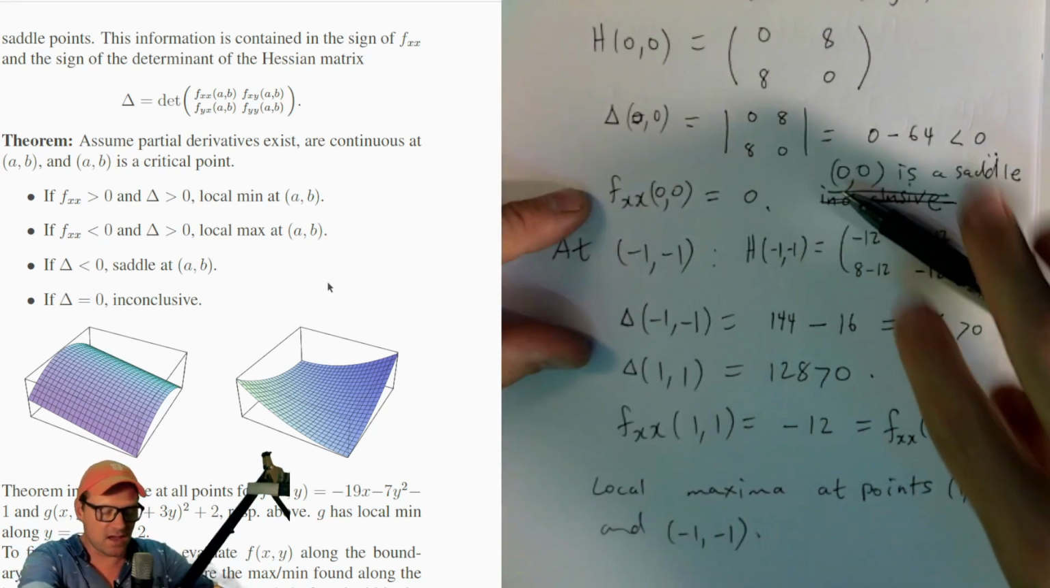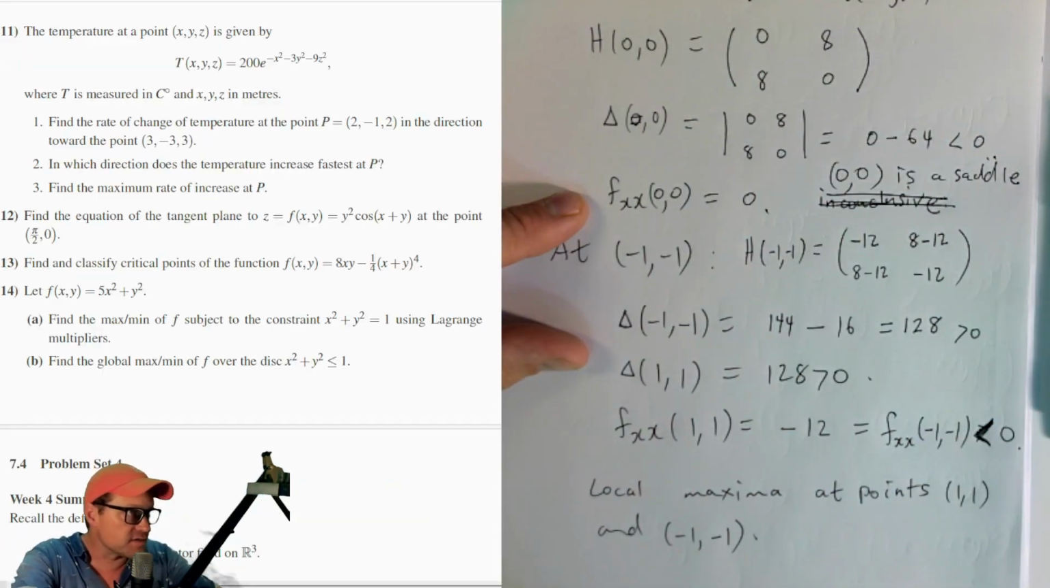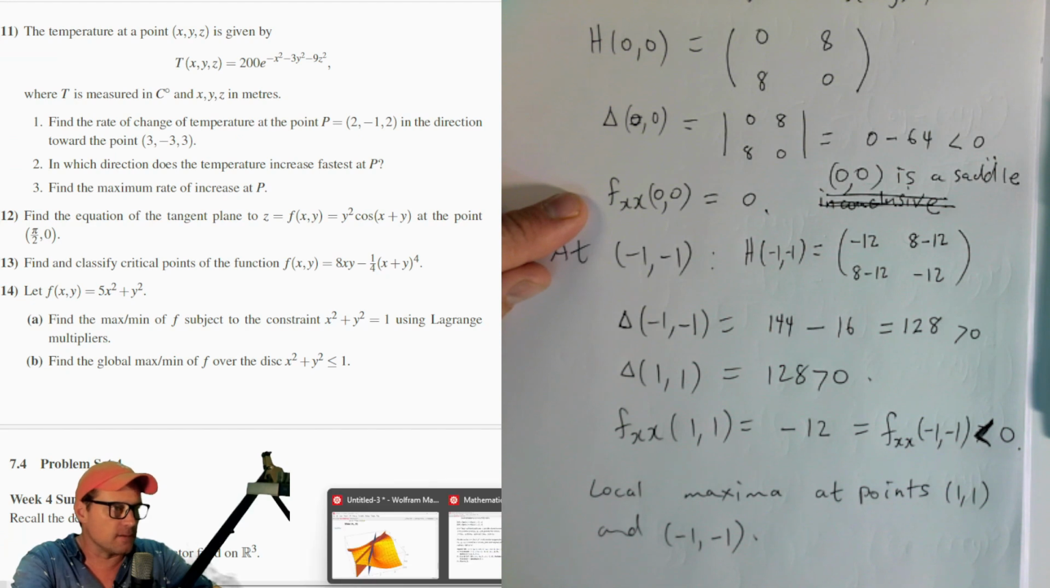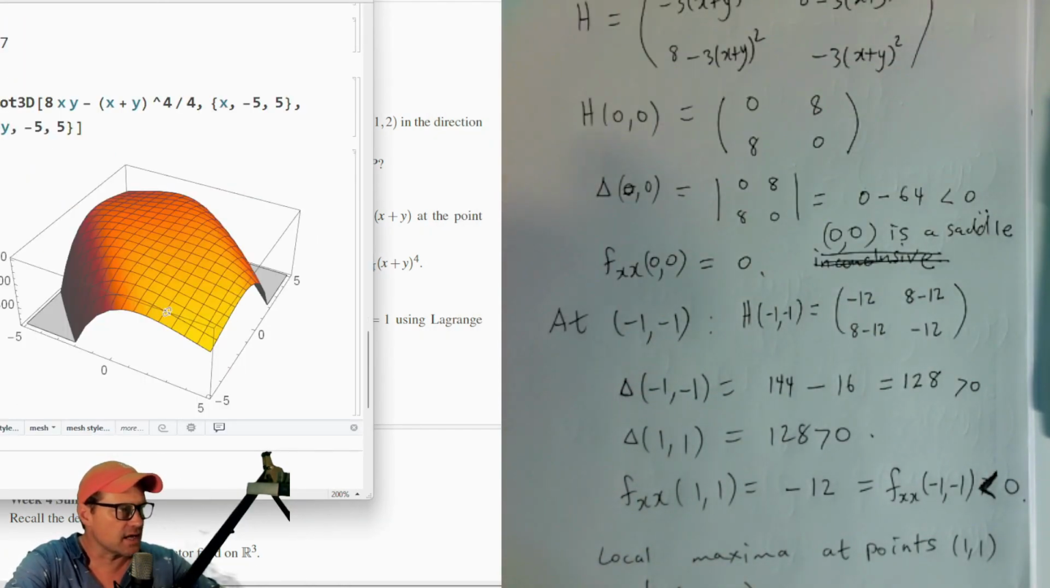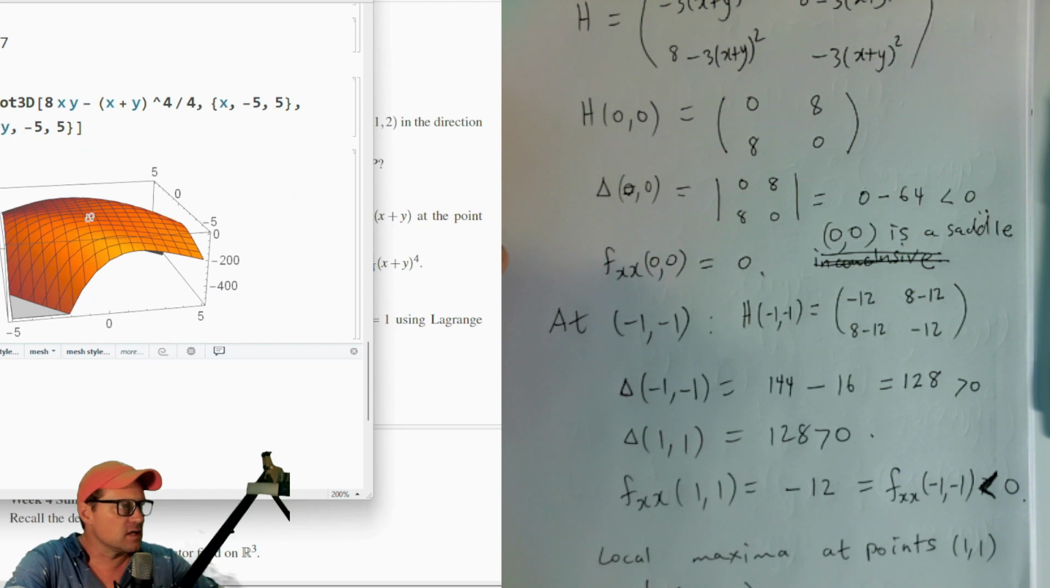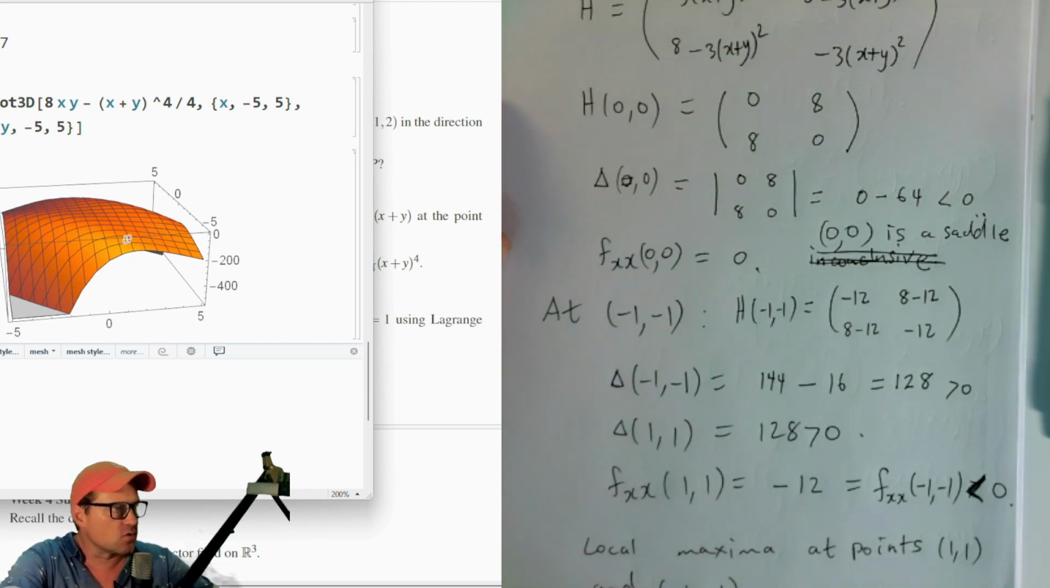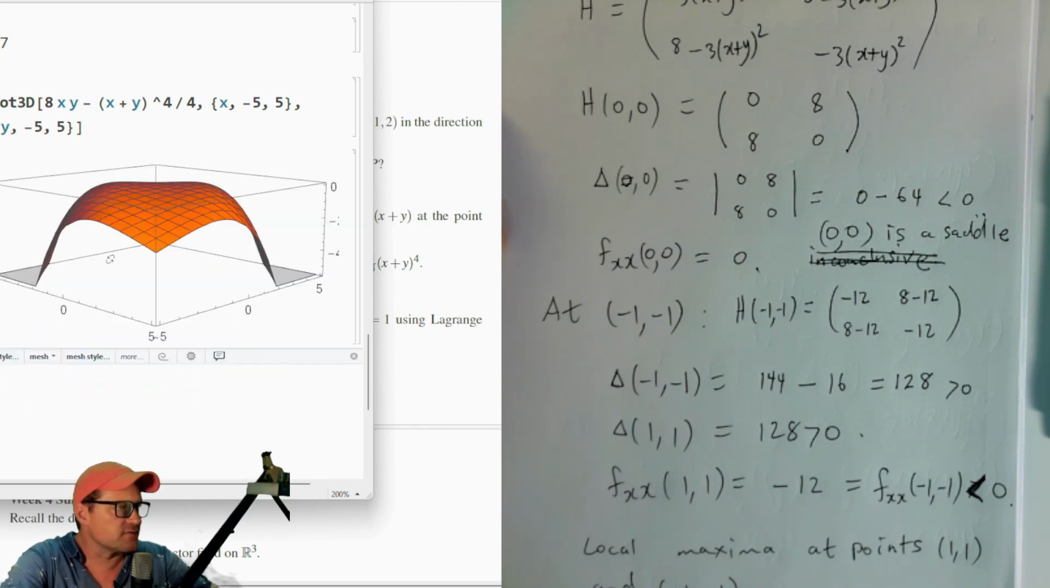Okay, now that we have all of that, let's plot this function using Mathematica. I'm going to run that. So here's what this looks like. In the middle we've got the point (0, 0). You can see it's a minimum one way and a maximum the other way. So that's what a saddle is. And then we have local maxima at the point (1, 1) and at the point (-1, -1). You can kind of see those, it looks like here and here.